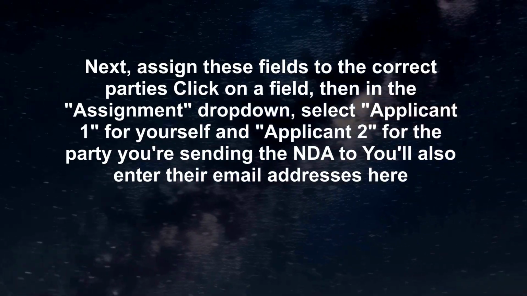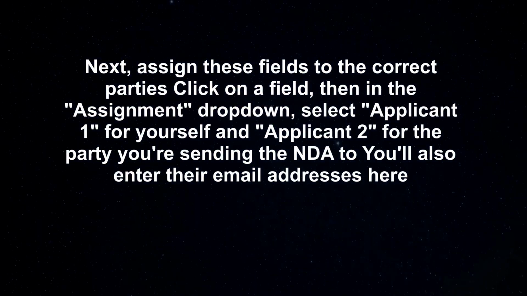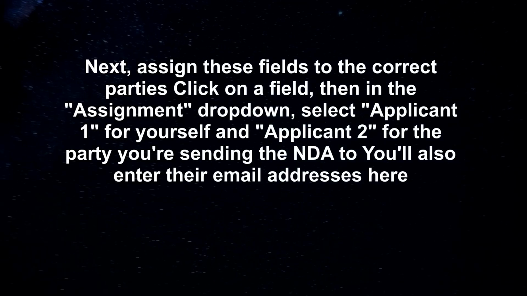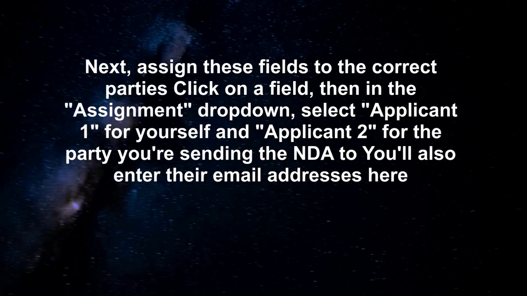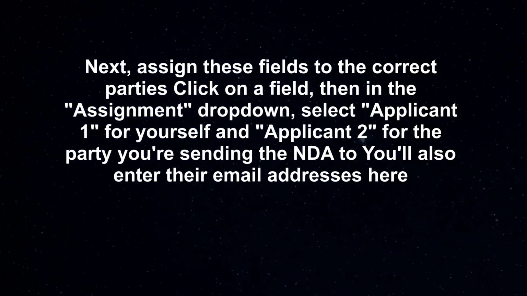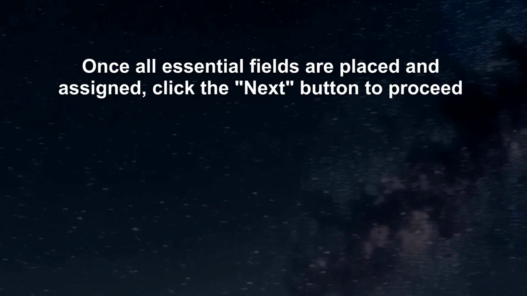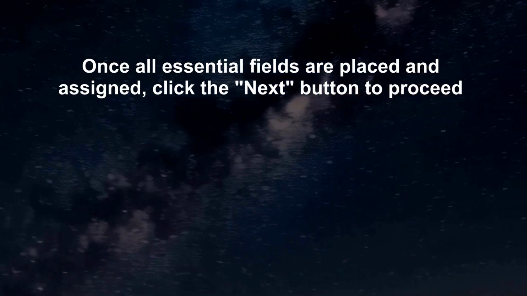Click on a field. Then in the Assignment drop-down, select Applicant 1 for yourself and Applicant 2 for the party you're sending the NDA to. You'll also enter their email addresses here. Once all essential fields are placed and assigned, click the Next button to proceed.